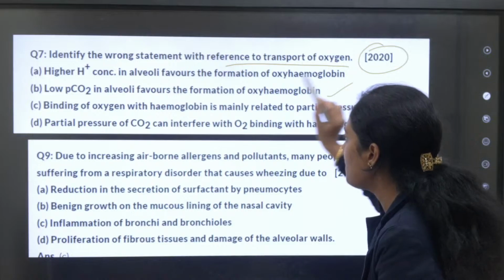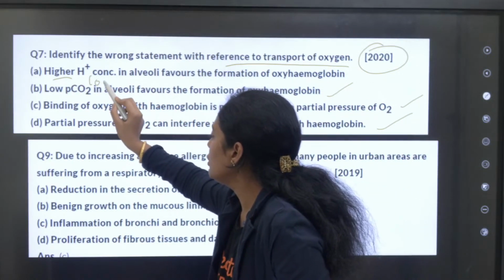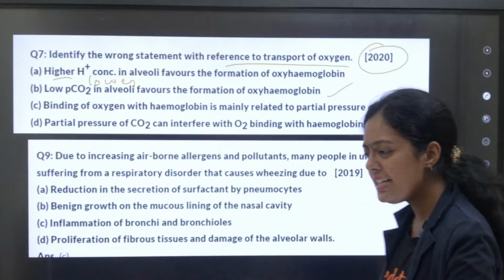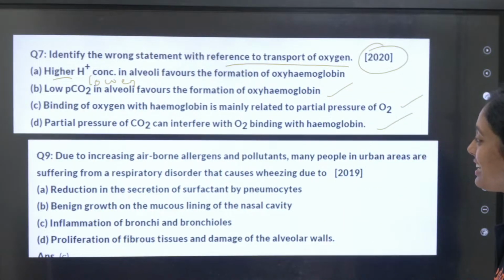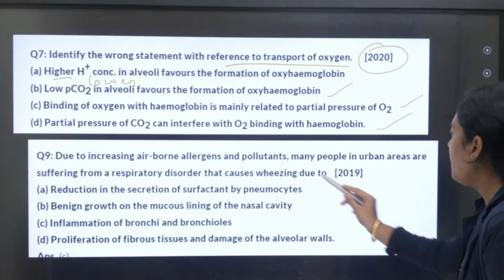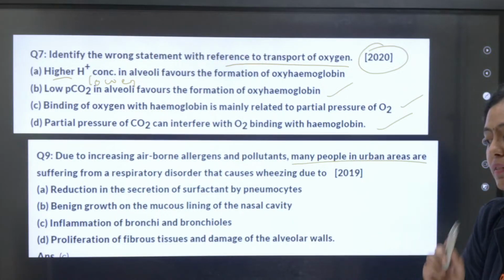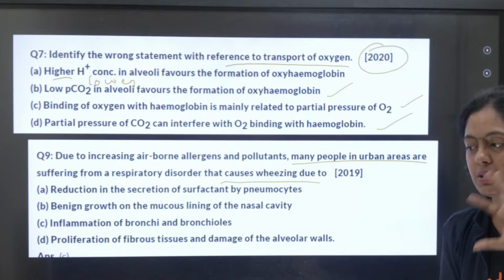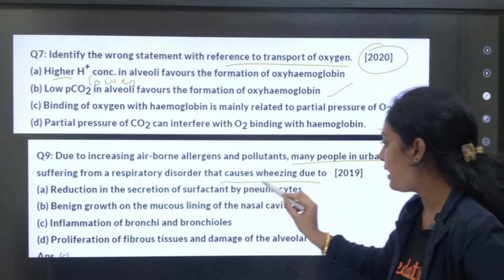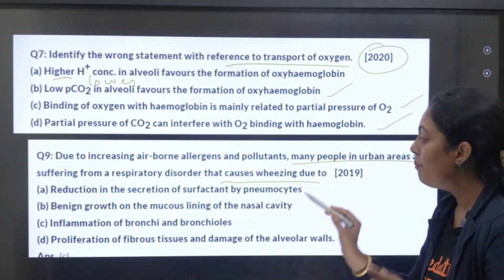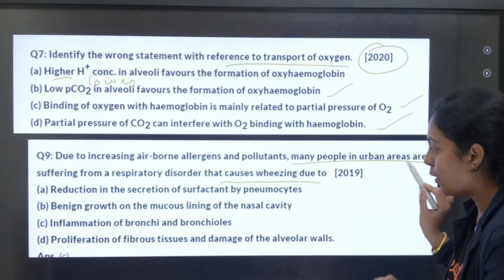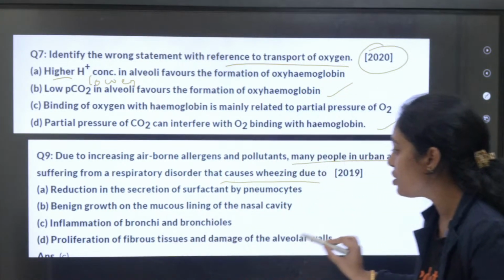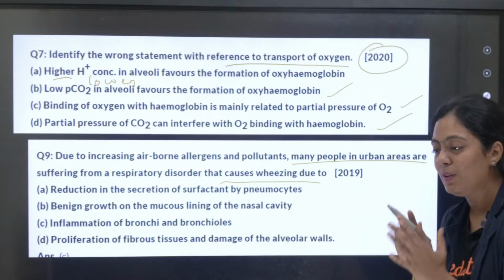Which of these is wrong, guys? This is not higher, this is lower. Okay, done. Very easy. The next question: due to increasing airborne allergens and pollutants, many people in urban areas are suffering from a respiratory disorder that causes wheezing. So they have asked wheezing is a symptom of what? Options: reduction in the secretion of surfactant by pneumocyte, benign growth on the mucous lining of the nasal cavity, inflammation of bronchi and bronchiole, proliferation of fibrous tissue and damage of the alveolar wall.